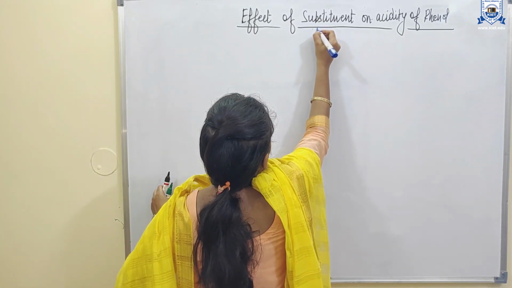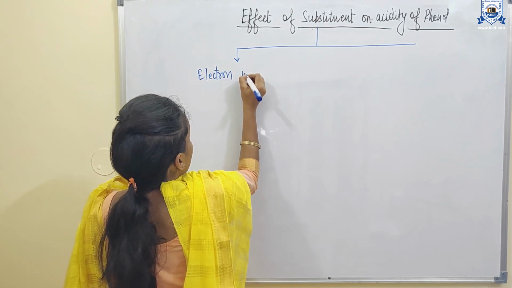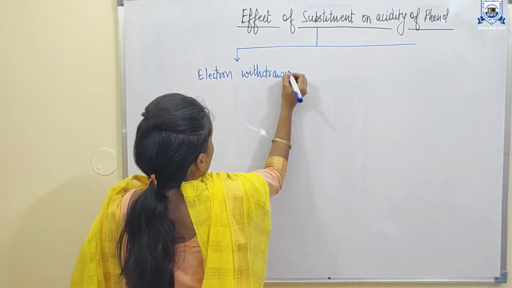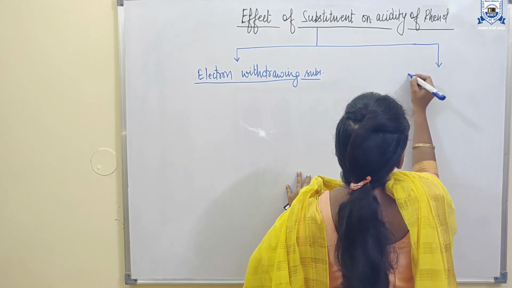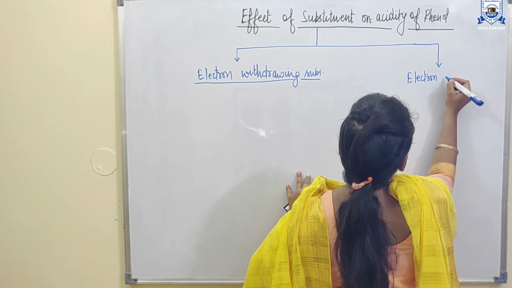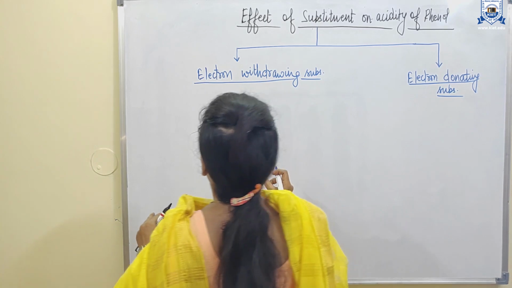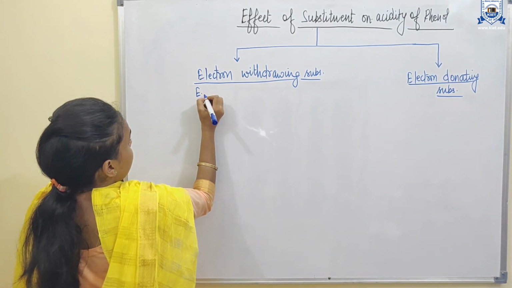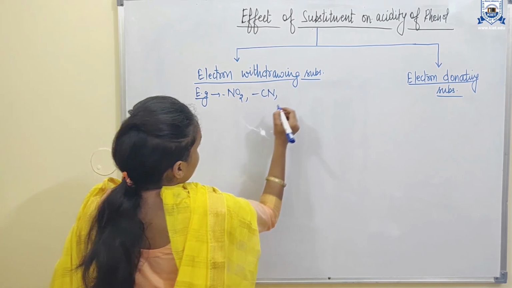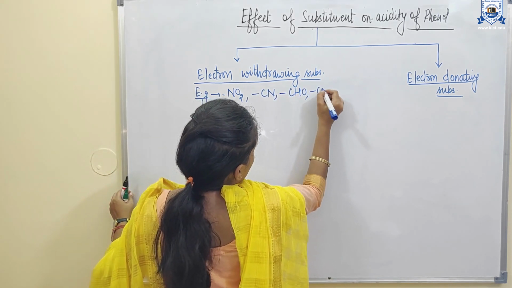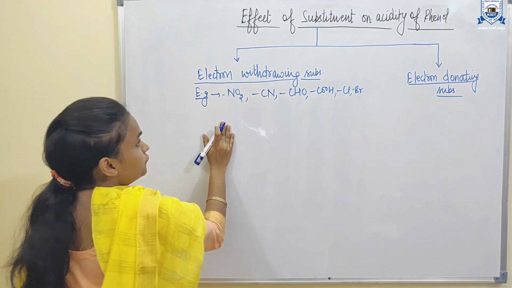So a substituent can be electron withdrawing or it can be electron donating. The examples of electron withdrawing groups are NO2, cyano, CHO, COOH, any halogen like chlorine, bromine. All these are electron withdrawing groups.